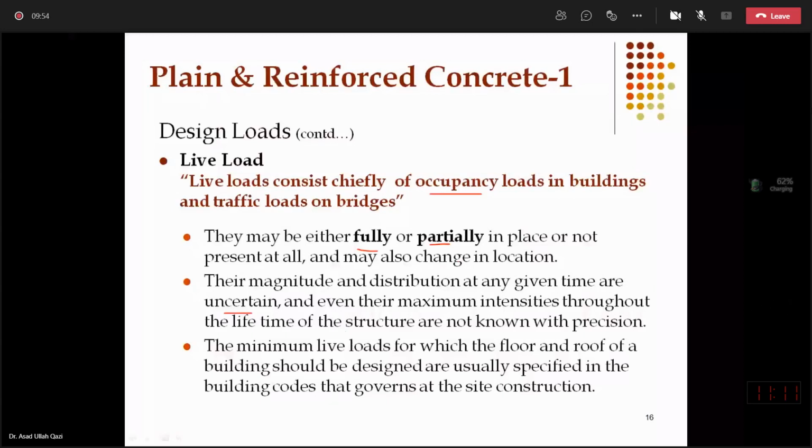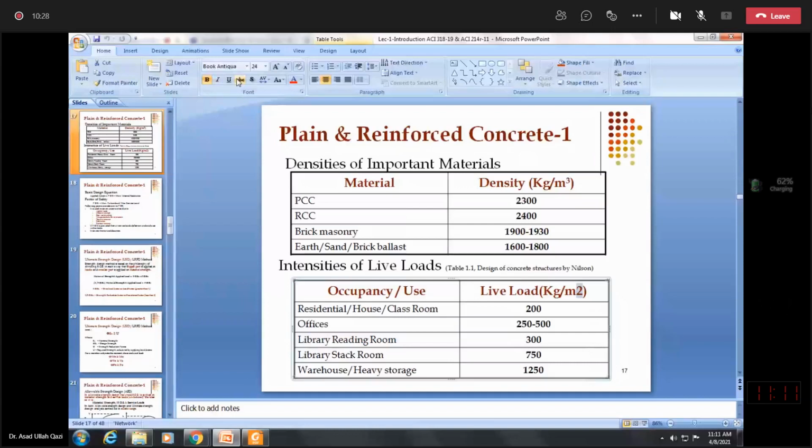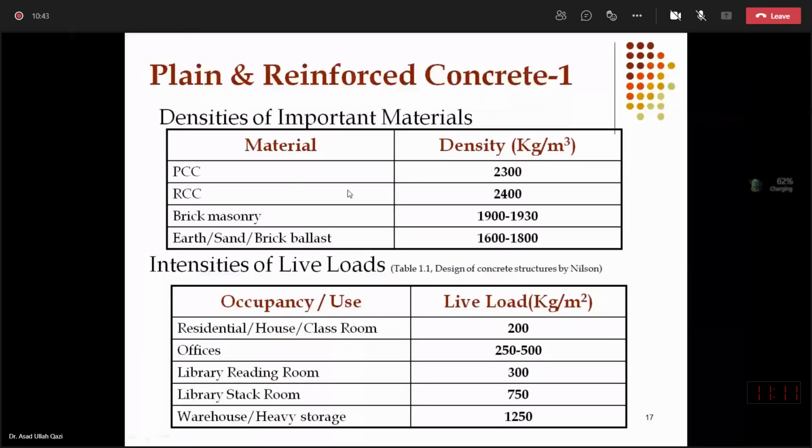We are given some guidelines to decide the loads, not only self weights or dead loads, but also the occupancy loads. And on slide number 17, we have a summary of various materials, densities, as well as intensity of the live loads.